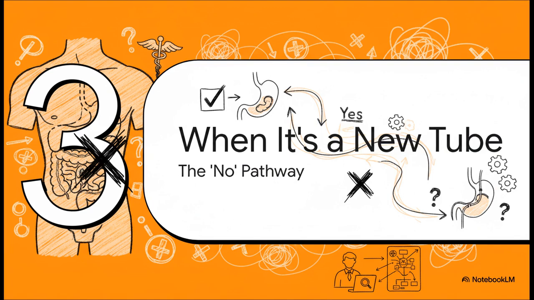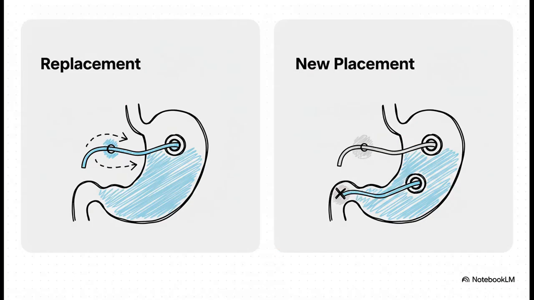What if the physician decides, you know what, I'm not going to use that old site? This is where things get interesting, and frankly, where a lot of people can make a mistake if they're not paying close attention. And this slide just lays it out perfectly, right? On the left, you've got a true replacement. It uses the same hole, simple. But on the right, you have what's considered a new placement. This is where a separate new hole is created. And it doesn't matter if the old tube was pulled out just 2 seconds earlier. A new hole means a whole new coding ballgame.